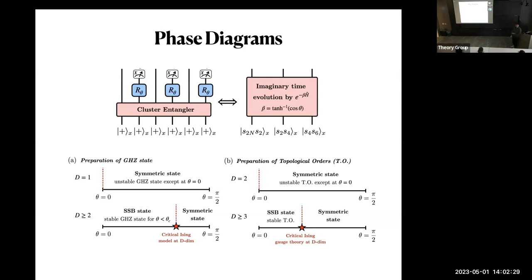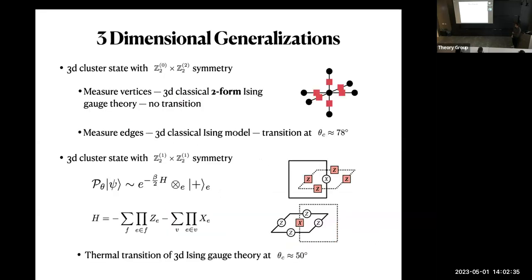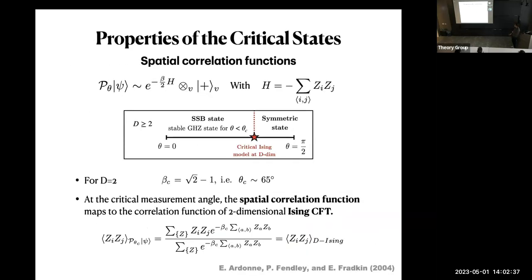So as you dial theta, do you actually see power law decay of correlation functions? Yes, so in this case, you'll see the ZZ correlation. It's the same as the Ising model in 2 dimensions.